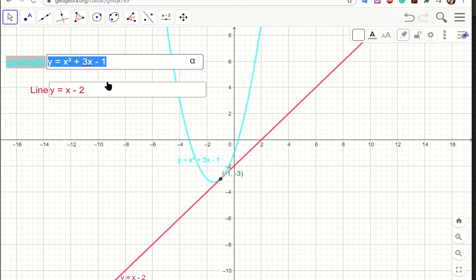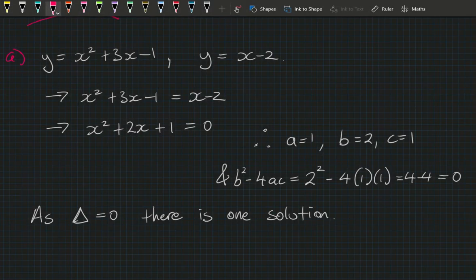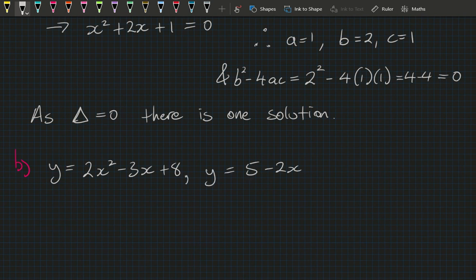Alright, let's go back to the OneNote and move on to part B, where our quadratic is 2 times x squared minus 3x plus 8, and the linear equation is y equals 5 minus 2x. I sort of want to go straight to the GeoGebra, but I'll do the right thing by you guys and go through this algebra. Alright, so these equations are equal to each other when 2x squared minus 3x plus 8 is equal to 5 minus 2x.